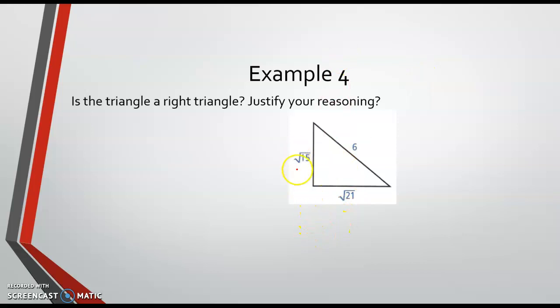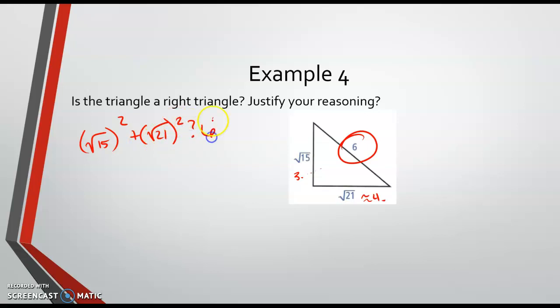In order to figure that out, we do the square root. Well, square root of 15 is less than 4 because square root of 16 is 4. So this is 3 point something. Square root of 25 is 5. And this is less than 25. So this is approximately 4 point something. So my largest side is the 6. So we're going to do the square root of 15, in parentheses squared, plus the square root of 21 squared, question mark 6 squared.